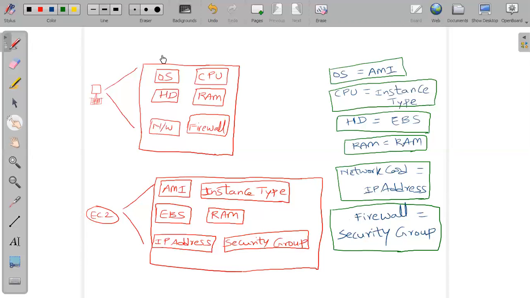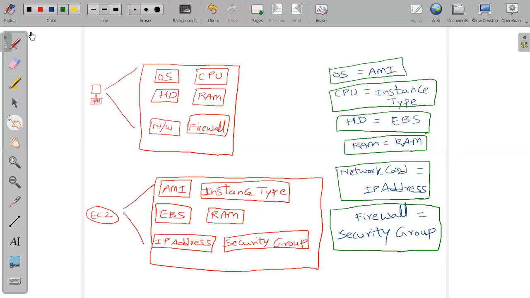Here OS is equal to our AMI. AMI is nothing but Amazon Machine Image. And CPU, we call it instance type. And hard disk is called EBS, Elastic Block Store. And RAM is the same RAM. There is no change. And network card we call it IP address here. And firewall is nothing but security group. So I just want to do a comparative study so that we can understand better.